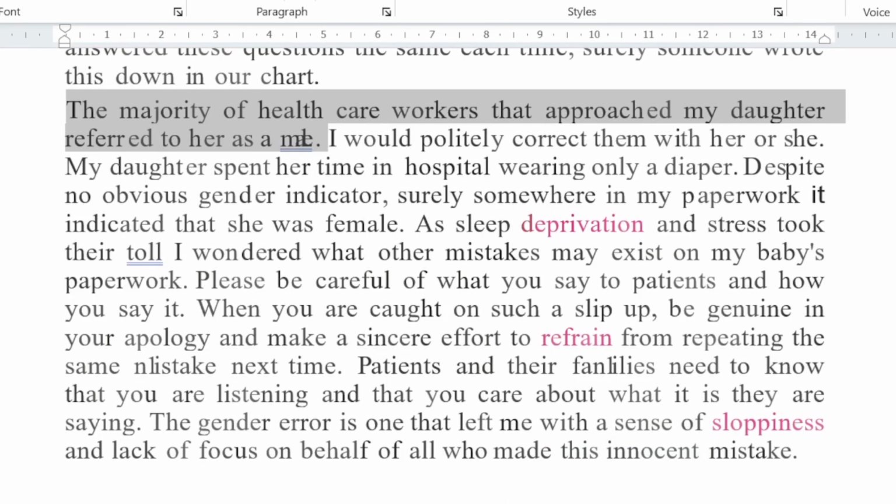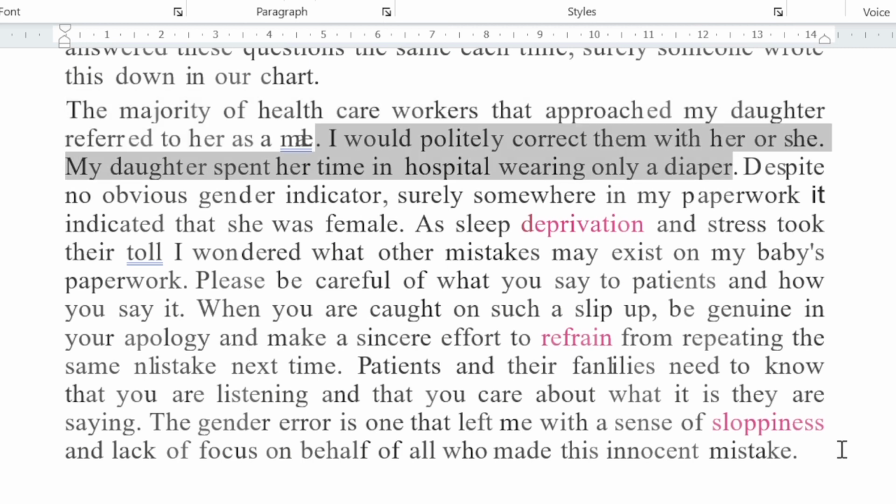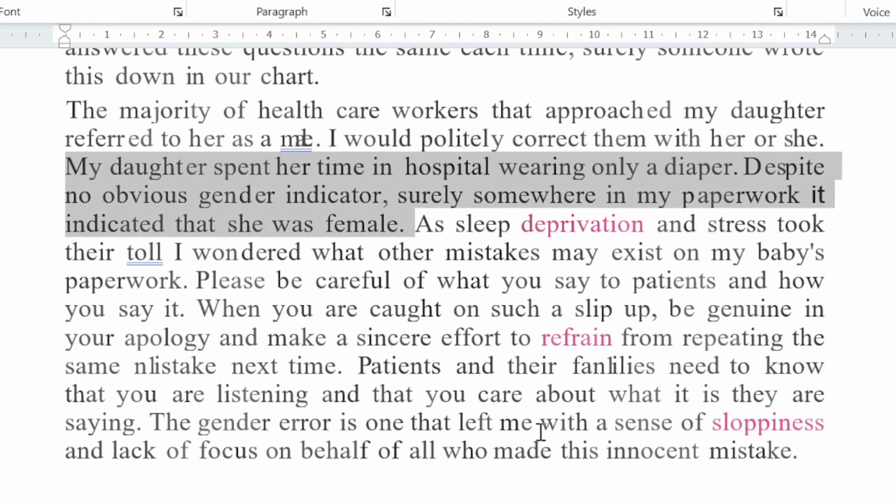The majority of healthcare workers that approached my daughter referred to her as male. So many healthcare workers who came to take care of the speaker's daughter mistakenly referred to her as a boy. I would politely correct them with her or she. The speaker would kindly tell the healthcare workers that their daughter should be referred to using female pronouns like her, she.